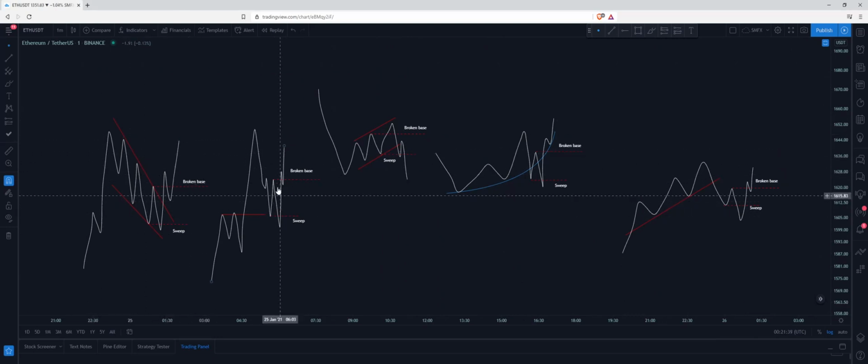All it is, we're just waiting for confirmations. Confirmation of a wedge, confirmation of support resistance, confirmation of a flag, confirmation of an EMA, and then confirmation of a trend line or a false trend line break.